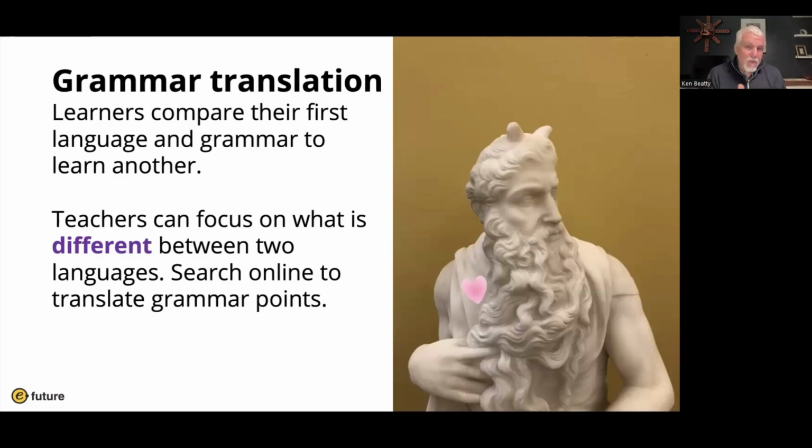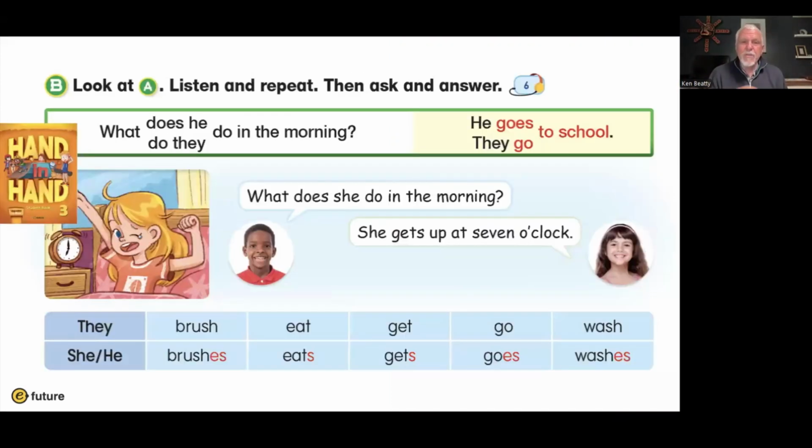Teachers actually can focus on what is different between two languages, especially if you're teaching a large language group. As a teacher in Canada, when I was a young teacher 100 years ago, teaching secondary students, I would have students from 18 countries in one classroom. But many of you are teaching students who are of the same language group. That's a fantastic opportunity to compare two different languages. So you can focus on what's different between the two languages, including the grammar points. So you can search that.